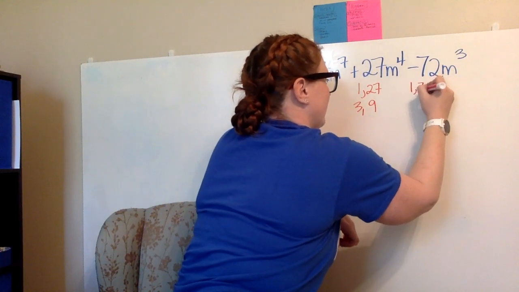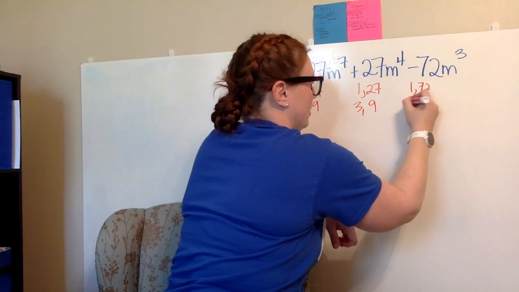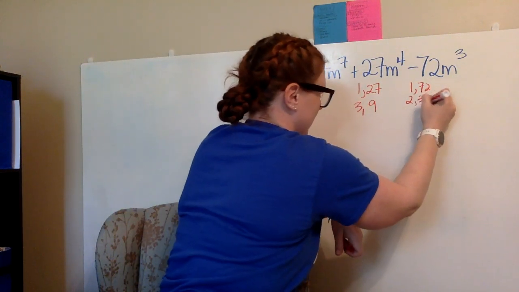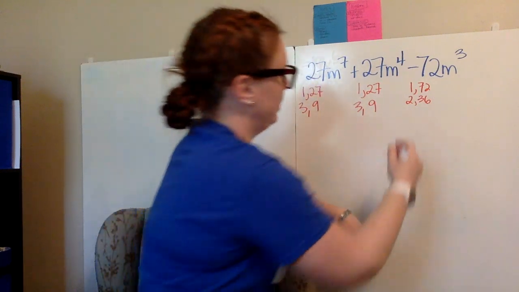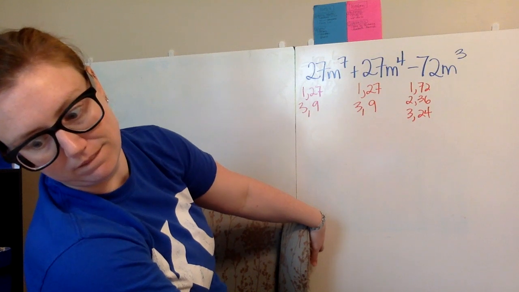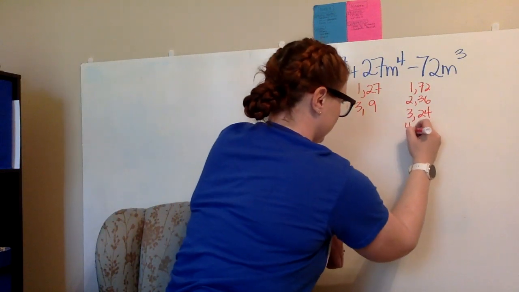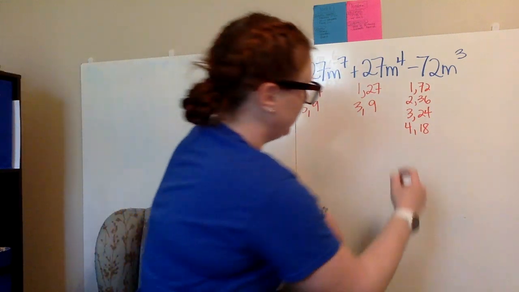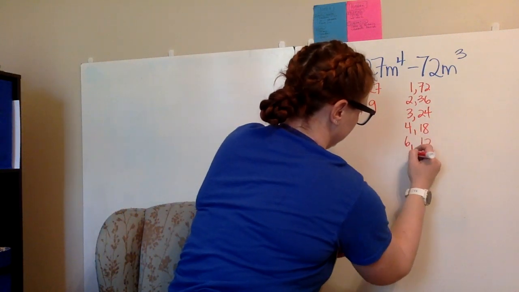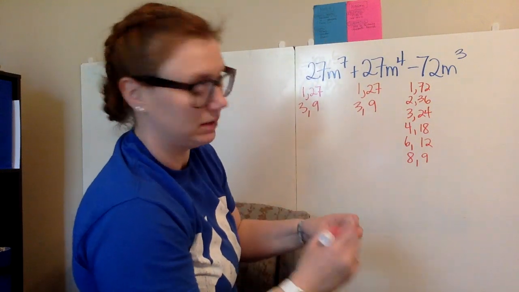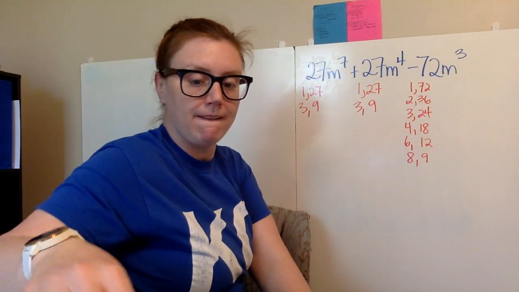72. 1 and 72, 2 and 36, 3 and 24, 4 and 18, 6 and 12, 8 and 9. It's a lot. Okay. Let's see what they have.